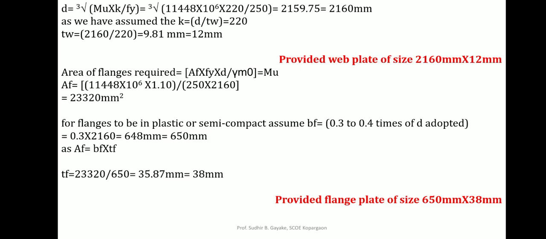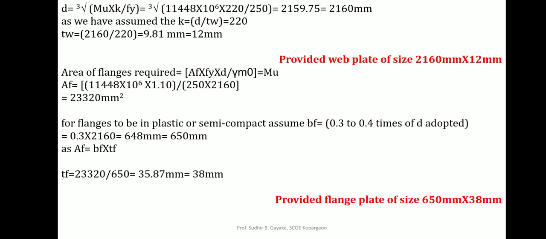Again we know economical depth is given as cube root of Mu into K divided by Fy. So cube root of 11,448 into 10 raised to 6 into K of 220 divided by 250, and we get almost 2160 mm. Here you must have observed that from the last two numericals we are going towards thinner and thinner web. The assumed value of D by TW is 220, therefore thickness will be calculated as 9.81, and we will round this value to 12 mm.